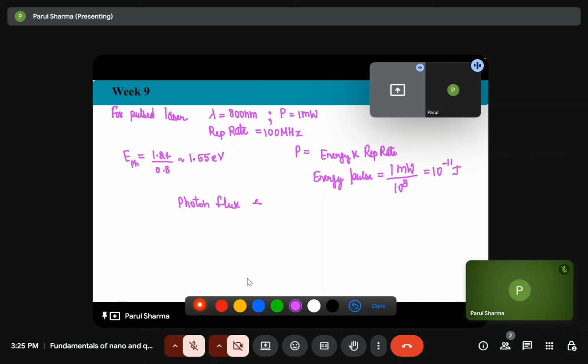that is phi is equal to 10 raised to power minus 11 joule upon 1.55 into 1.6 ..., which is equal to 10 raised to power 7 to 10 raised to power 8. So we can say that in case of the pulse laser, we are getting number of counts of the order of 10 raised to power 7 to 10 raised to power 8, and we can detect this.